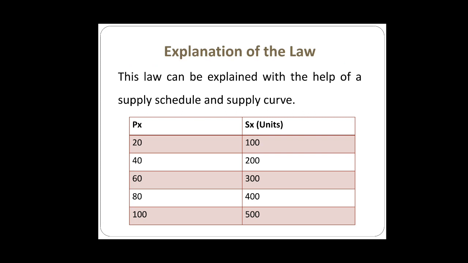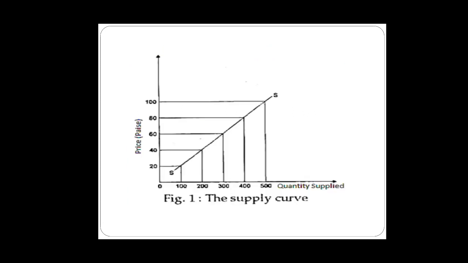By plotting the supply schedule of commodity X on graph paper, we will obtain a positively sloped supply curve SS as given here in this slide. It will be seen in this figure that the supply curve slopes upwards from left to right, which indicates that as the price of commodity X rises, quantity supplied of commodity X also increases, and as the price falls, quantity supplied also falls.